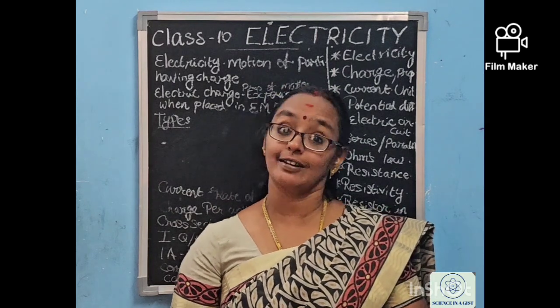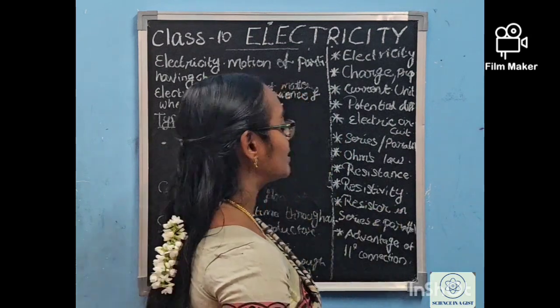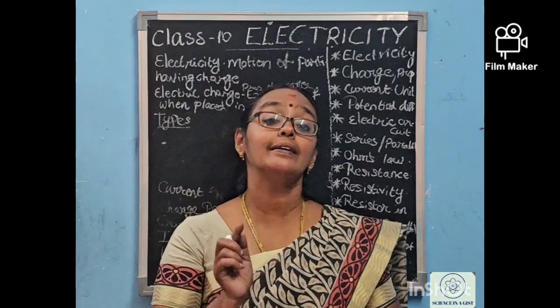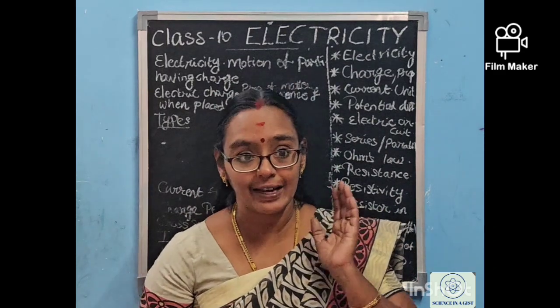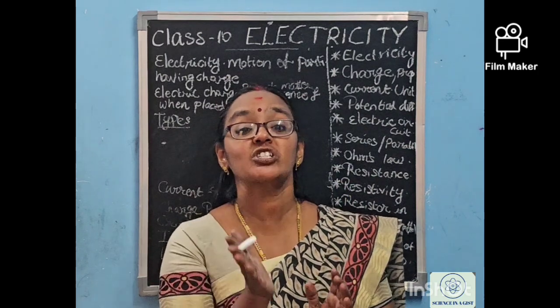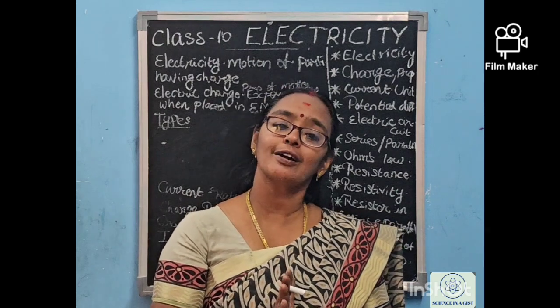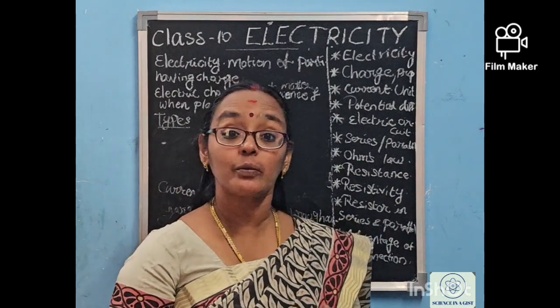So what is the relation between current and charge? Current is related to charge, and the relation is, what is the symbol of current? It is I. I is equal to Q divided by T. Q by T is the relation. When charges are allowed to pass and it is measured per time, we will get current. What is the unit of current? The unit of current is ampere.